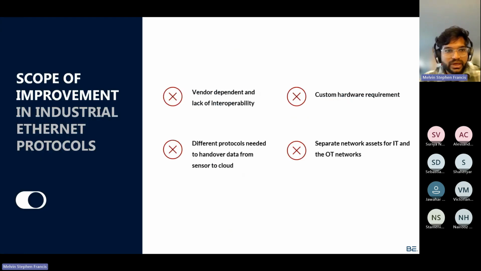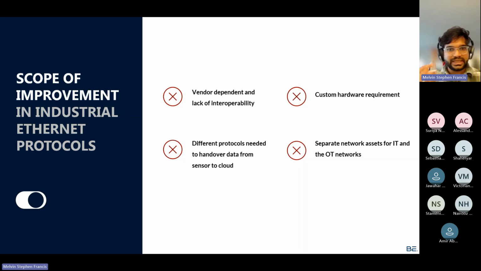So how is OPC UA going to help us here, and why not the existing industrial Ethernet protocols? The existing industrial Ethernet protocols are vendor dependent and lack interoperability. For example, if you buy a PLC, you also have to buy your motion devices or sensors from the same vendor. And then you need custom hardware development. For example, for real-time purposes, you need specific Ethernet interfaces, or specific cabling, or specific hubs that are linked to the same manufacturer.